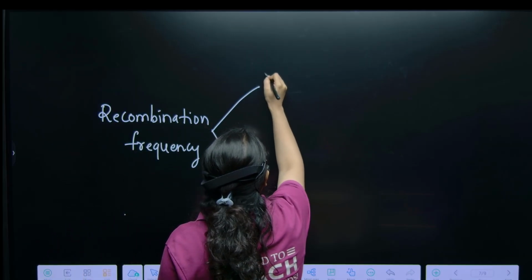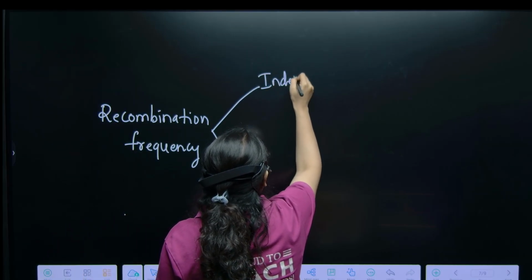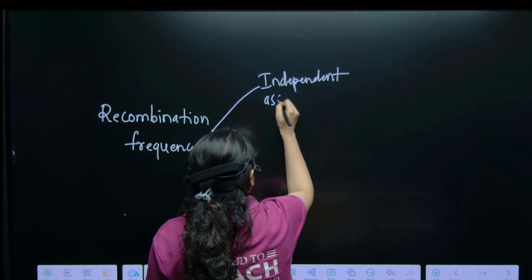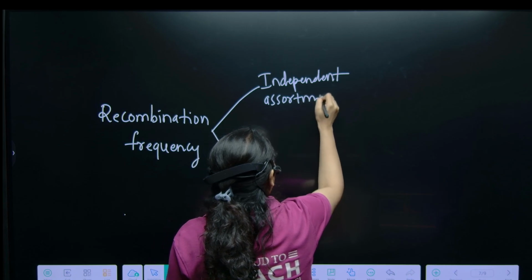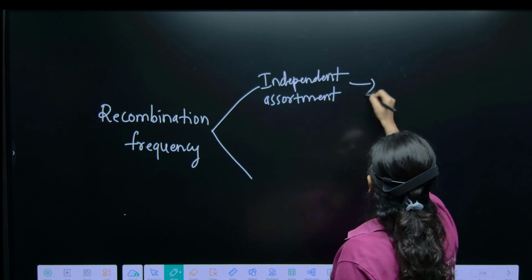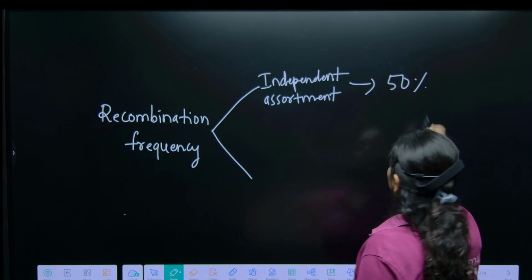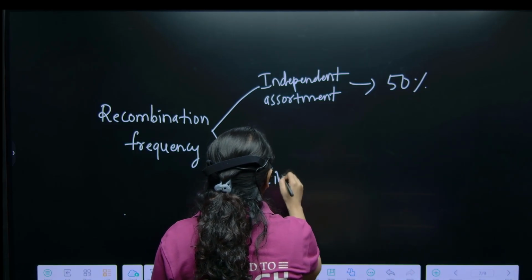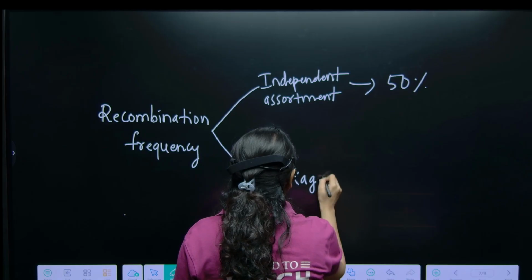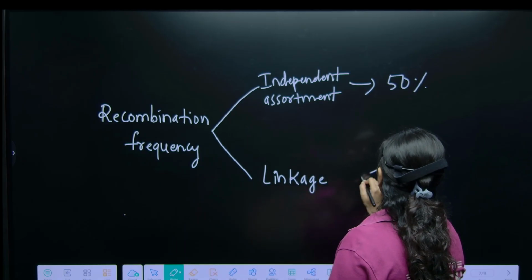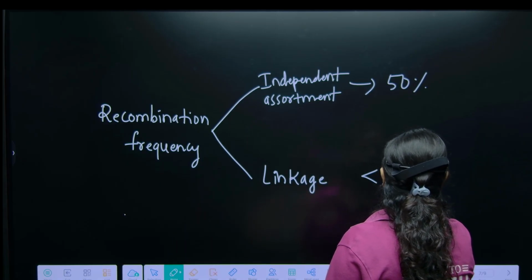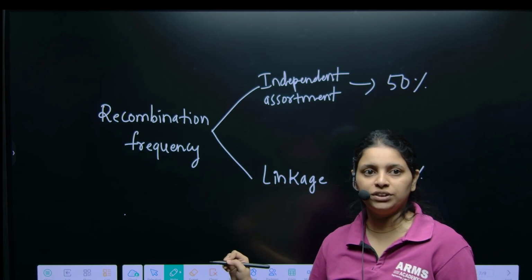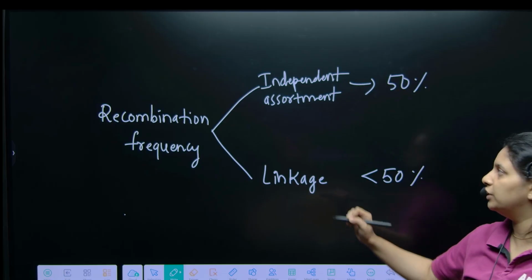In case of independent assortment, the recombination frequency will be 50%. In case of linkage, it will be less than 50%. Recombination frequency means crossing over chance, like separation of the genes.